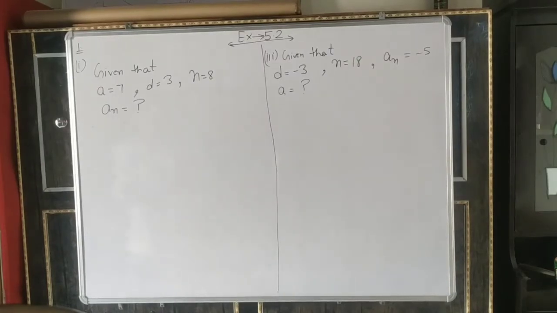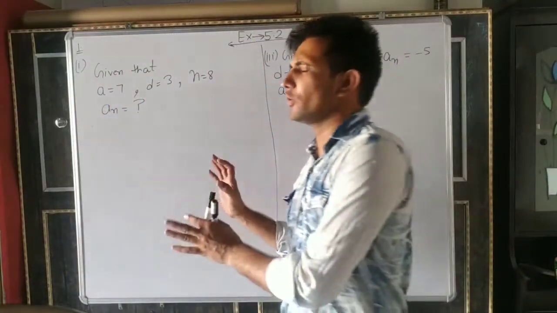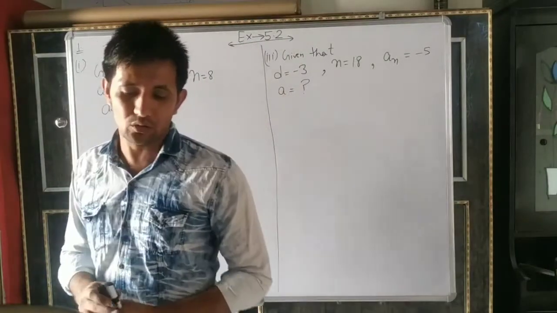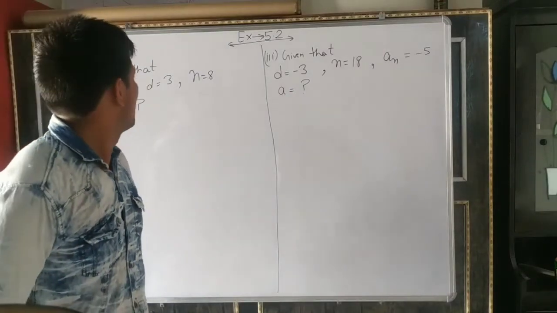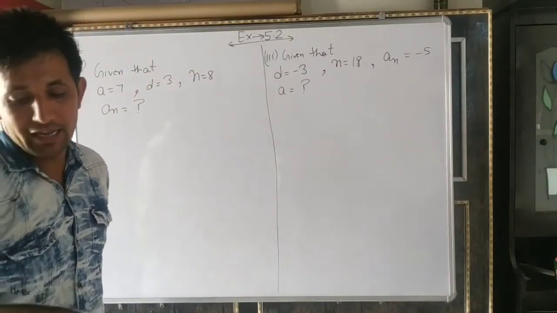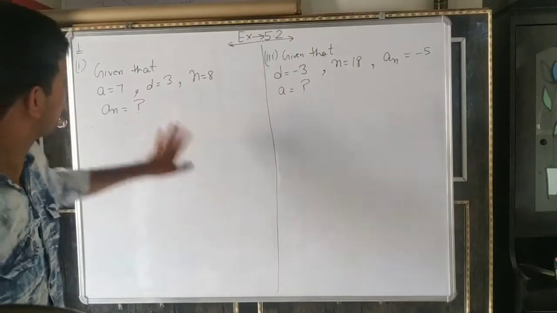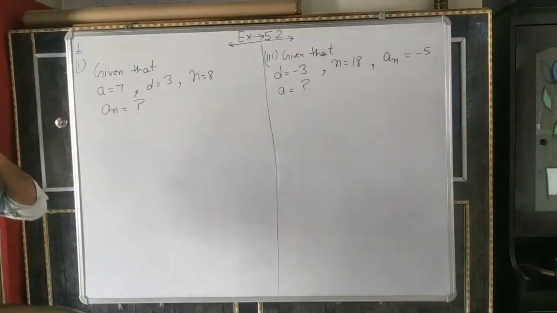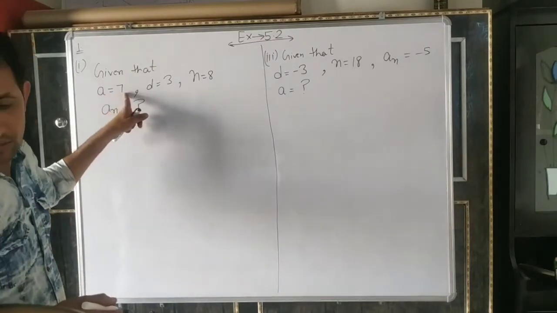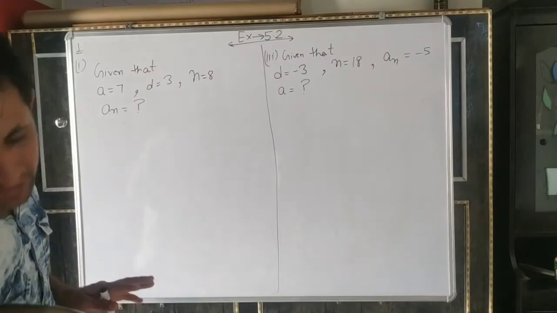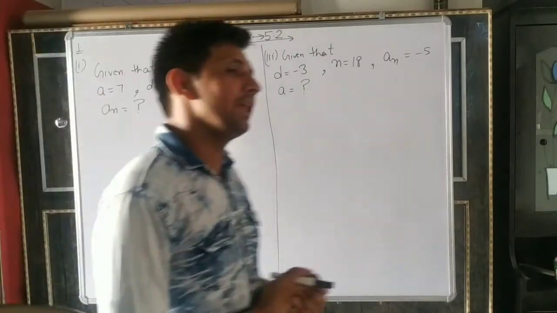Now dear, first question of exercise 5.2. What is given? Fill in the blanks in the following tables. No need to make tables, you can write like this also. Fill in the blanks in the table given that a is the first term, d is the common difference, and a_n is the nth term of an AP. So first part: a equal to 7, d equal to 3, and n is 8. Find a_n.